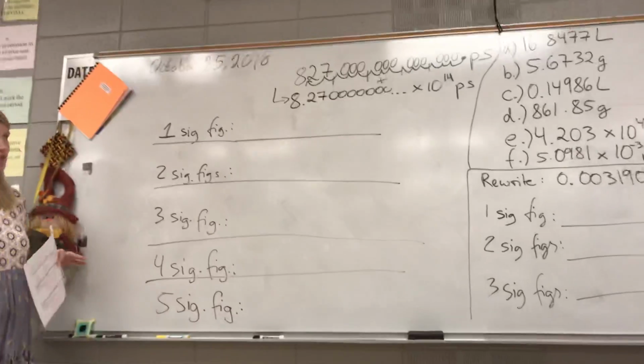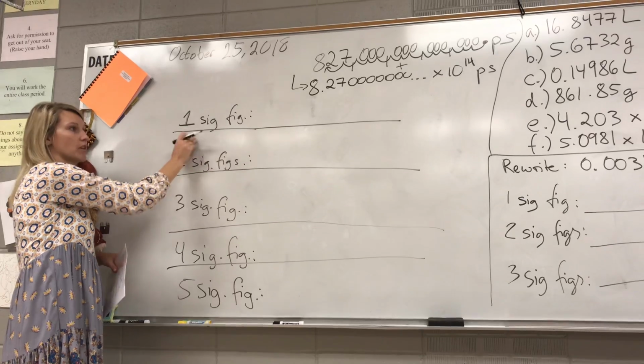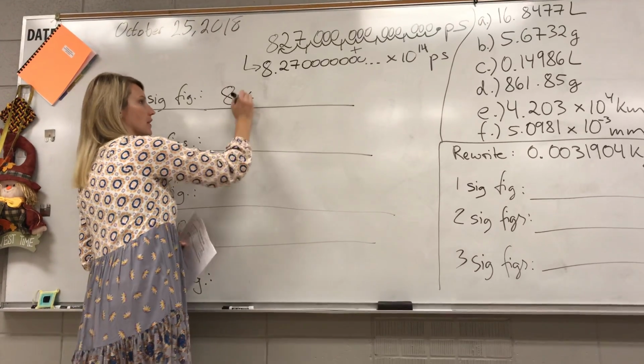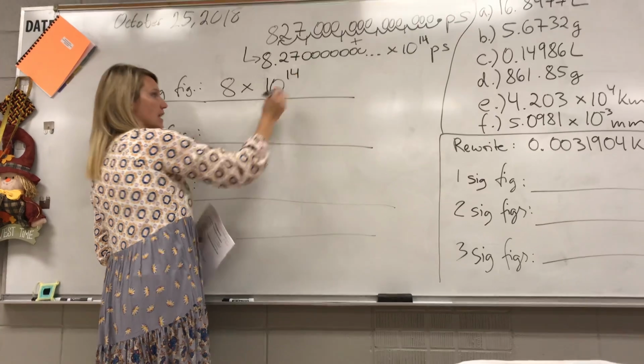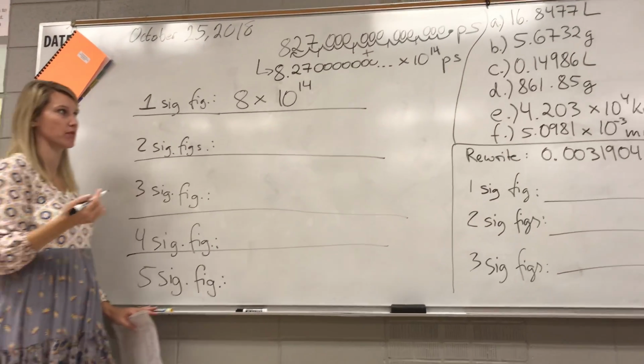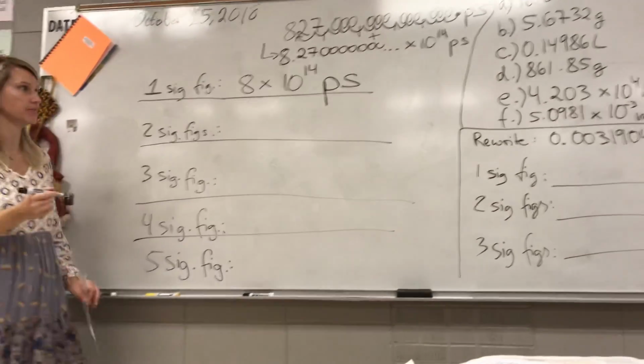So you have a whole lot of significant figures. They're saying, now give me that number to only one significant figure. So how can you reduce that? Excellent. 8 times 10 to the 14th power. Now careful, half a point got lost a lot of times because what did we miss? The unit. PS is picoseconds.